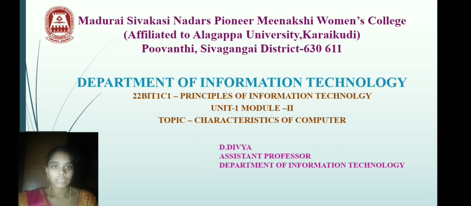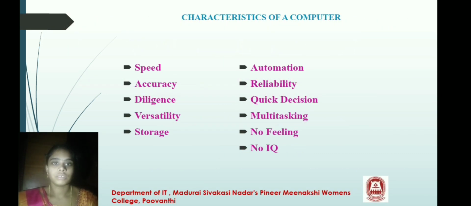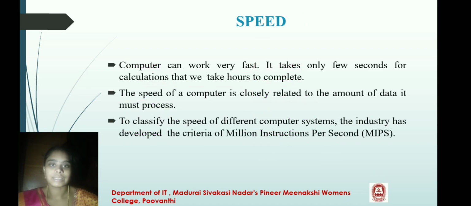Today I'd like to share about characteristics of a computer and the block diagram of a computer in Principles of Information Technology, which comes under Unit 1 and Module 1. First, we are going to discuss the characteristics of a computer. Characteristics of a computer include speed, accuracy, diligence, versatility, storage, automation, reliability, quick decision, multitasking, no feeling, and no IQ. Let us discuss them in detail.